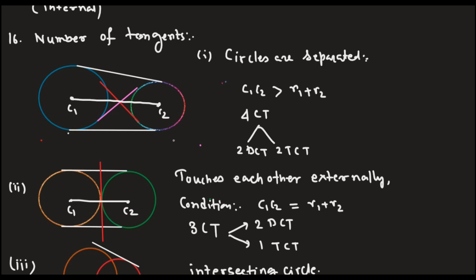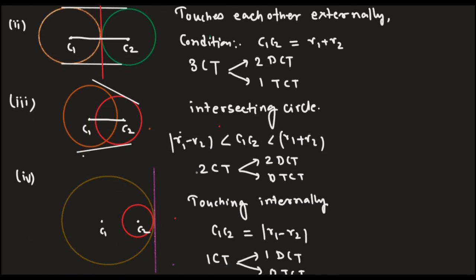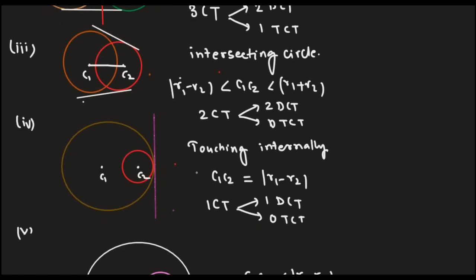If two circles are touching each other externally, then there are 3 tangents, and the condition for external touching is that C1C2 length should be equal to the sum of the radii. So 2 direct common tangents and 1 transverse common tangent. If one circle intersects the other circle, then there are only 2 direct common tangents, and the condition is C1C2 less than the sum of the radii but greater than R1 minus R2.